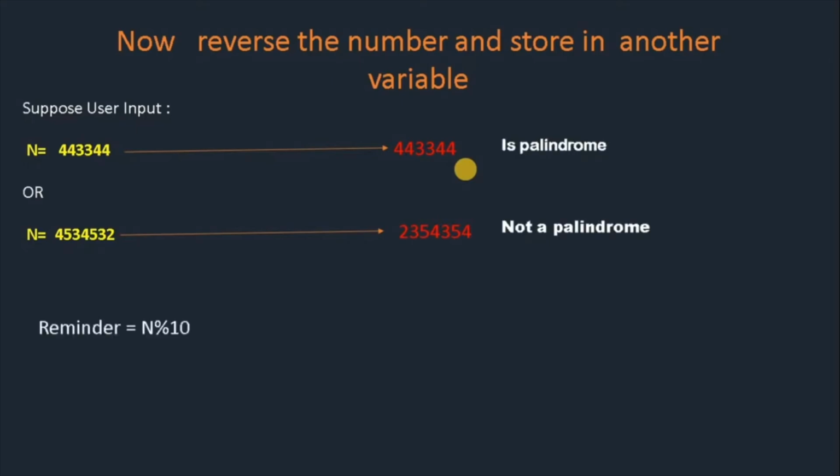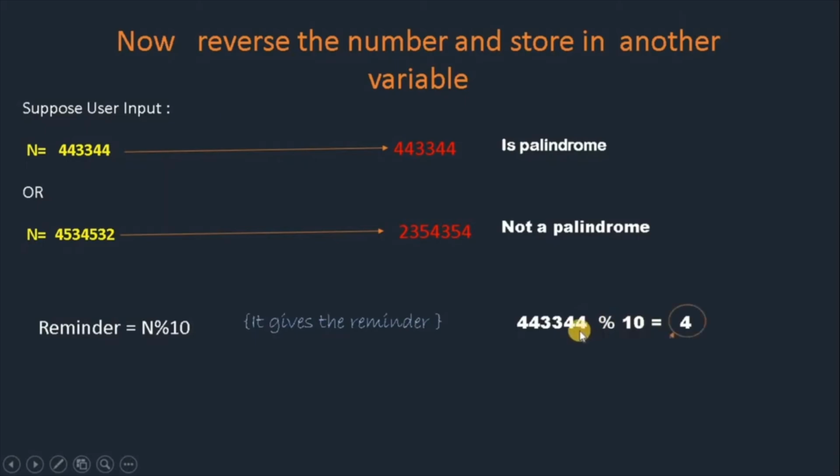In this case, what is the main logic to understand the palindrome, or how can we reverse the number? First of all, you should know that remainder is equal to n%10. What does n%10 do? n%10 will give the remainder. Remainder means when we divide this number by 10, the remainder will simply be 4, because we are dividing by 10. So here you can see 443344 %10 gives 4.